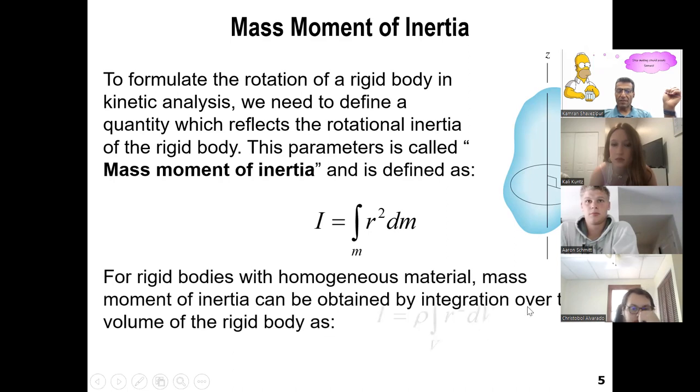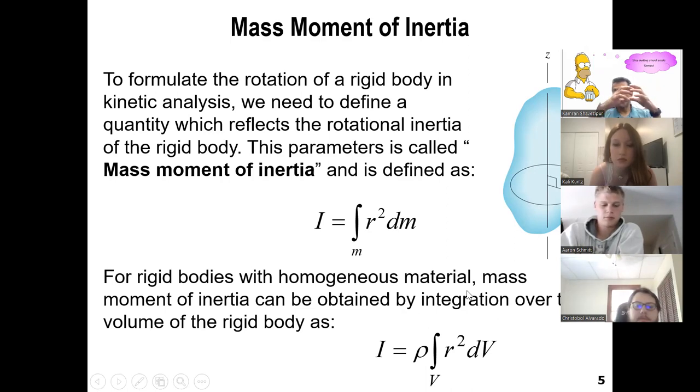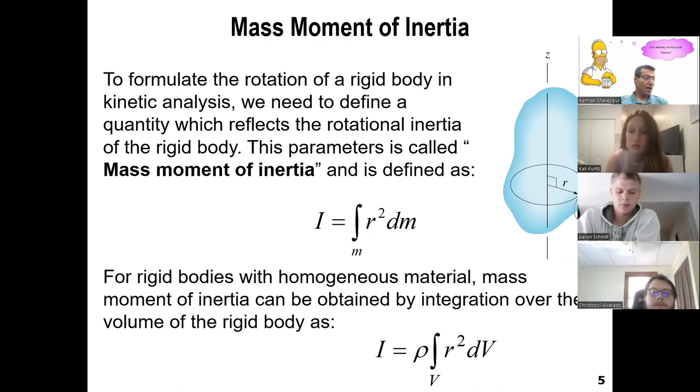If your system has homogeneous material, that means the material is uniformly distributed, instead of dm you can write rho dV, right? Because rho is constant through the entire system, it comes out of the integral, and you can calculate it like this. Now, if you go to your textbook, let me just grab the textbook. I suppose some of you may have your textbook with you, right?